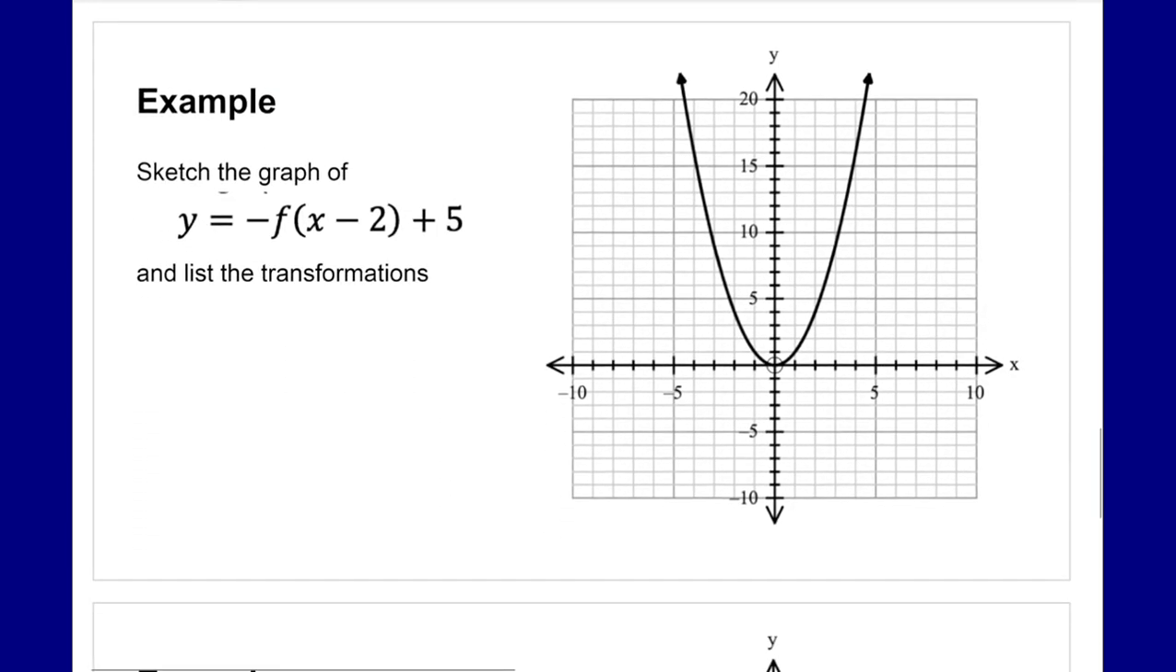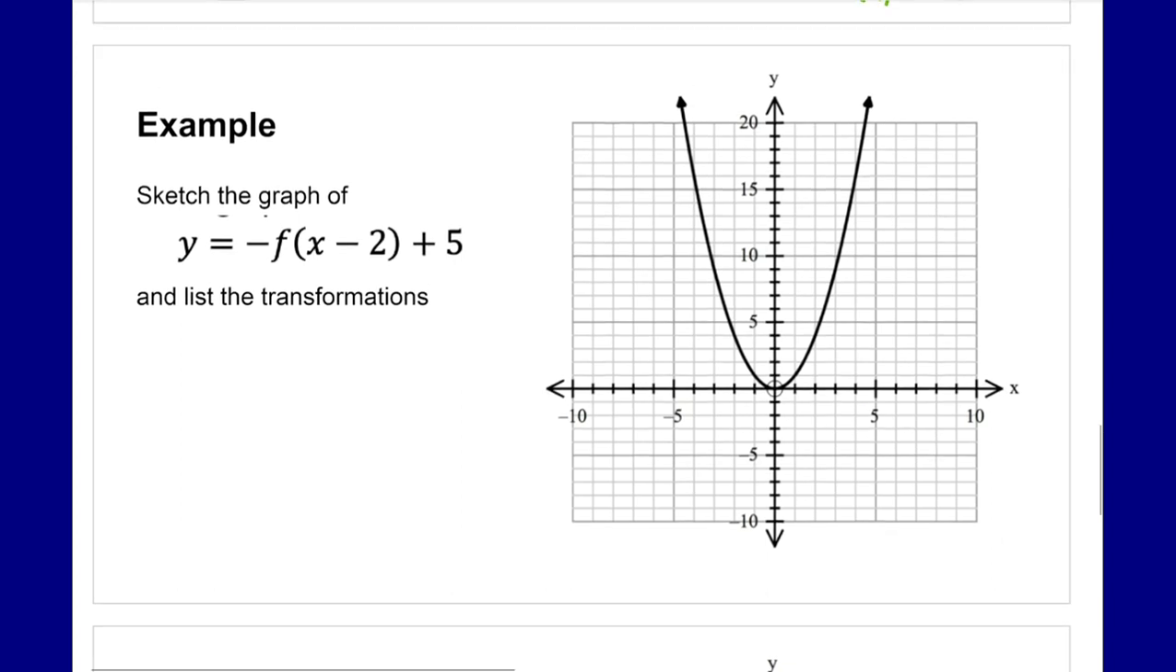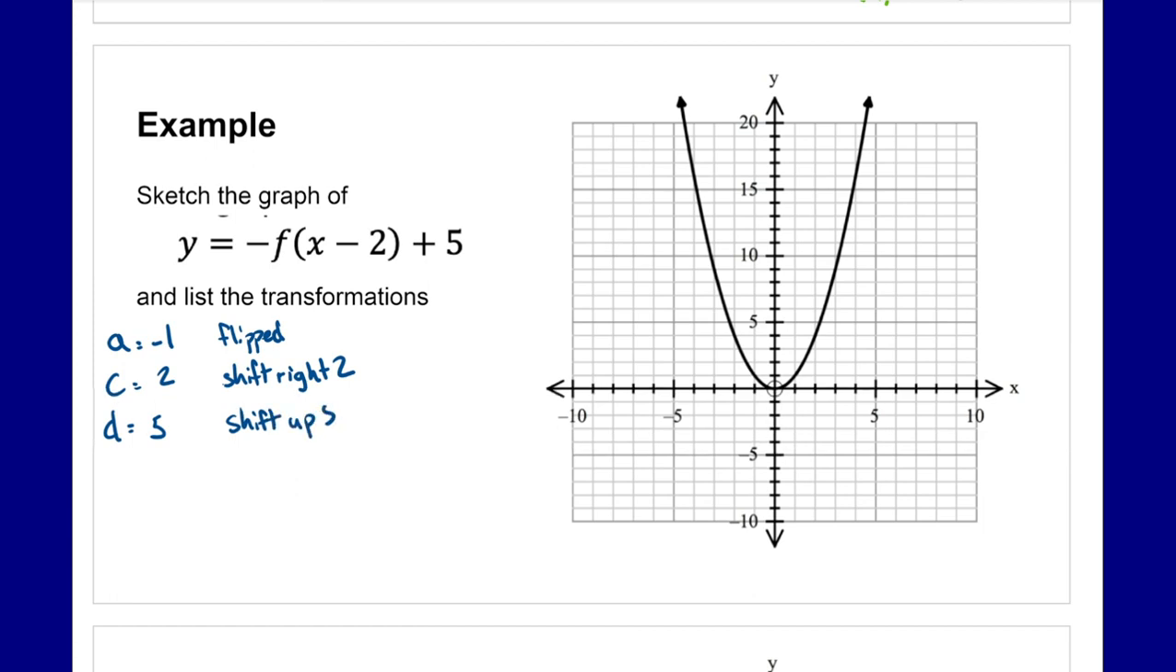The next one, we're going to be doing the same thing. This one we're more familiar with, but let's go through the same steps that we looked at. So I want to find the A value, the C value, and the D value. In this case, my A value is -1, which just means I've flipped. My C value is +2, so shift right 2. And my D value is +5, so that means I shift up 5.